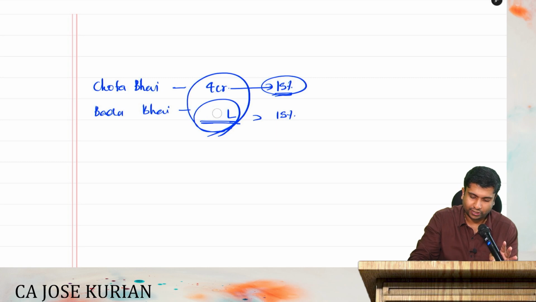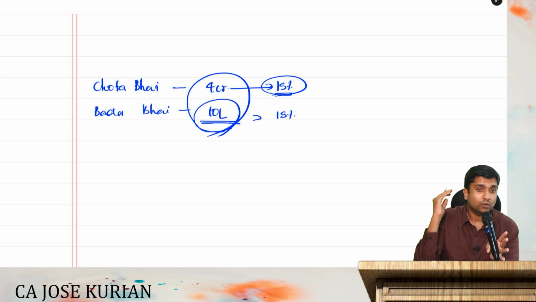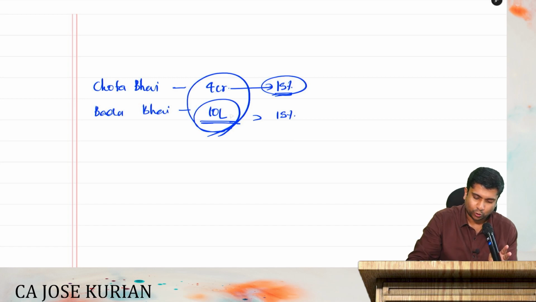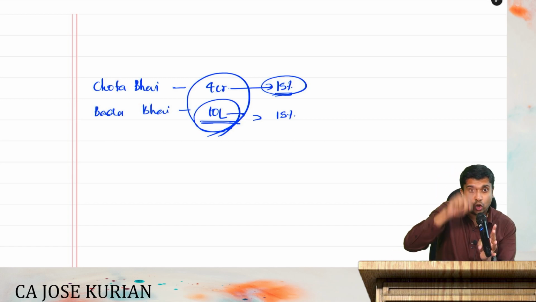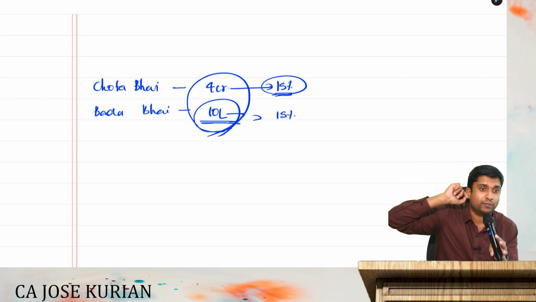Now instead of 40 lakhs, say it is 10 lakh. Same, no change, because altogether they have crossed how much? 1 crore. Everybody will have a liability of 15%. Here, Chota Bhai alone is there. He alone doesn't cross 2 crores. Then only 25% will come.